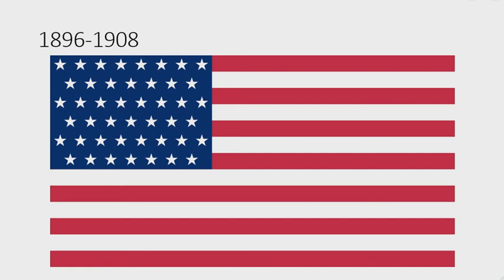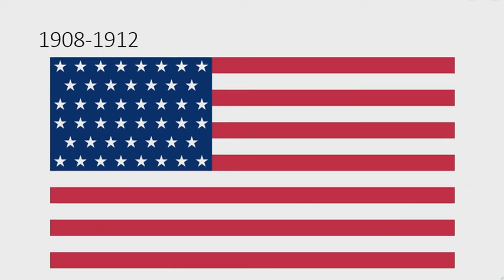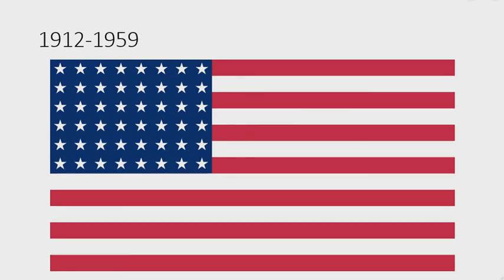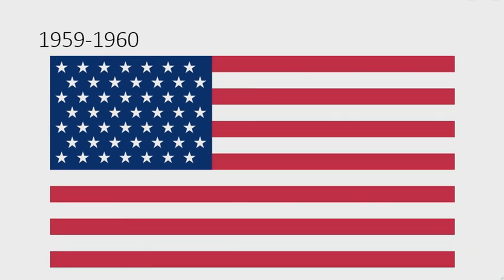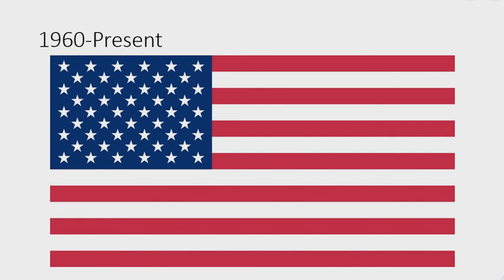1896 to 1908, there are now 45 stars. 1908 to 1912, there are now 46 stars. 1912 to 1959, there are now 48 stars. 1959 to 1960, there are now 49 stars. 1960 to the present, there are now 50 stars.